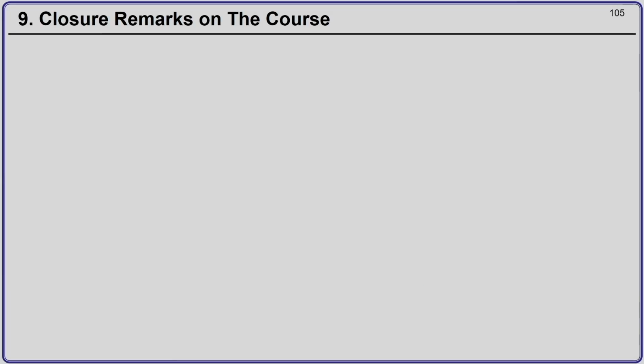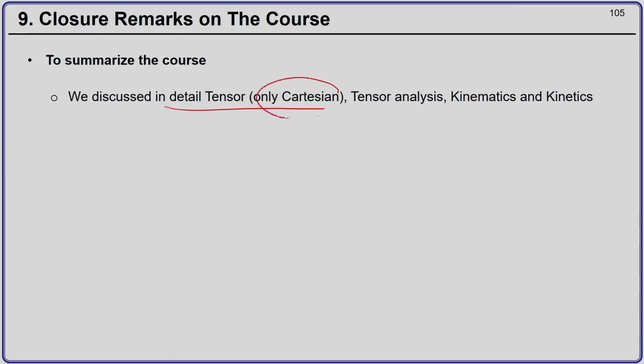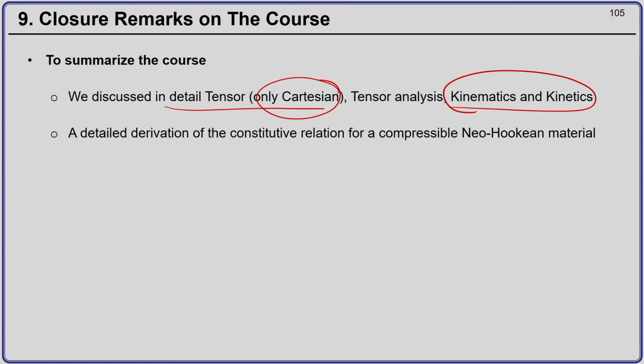Okay. So, with these numerical results, we come to the end of this course, and we have some closure remarks on this course. So, to summarize this course, we have discussed in detail tensors and tensor analysis. We did this only for the Cartesian, okay, but for non-Cartesian we did not do it because it was not possible, but the kinematics and kinetics that we discussed was very general, that you will find in a course on continuum mechanics also. We did a detailed derivation of the constitutive relation for a compressible neo-Hookean material. Okay. We did a very detailed derivation so that you could understand.